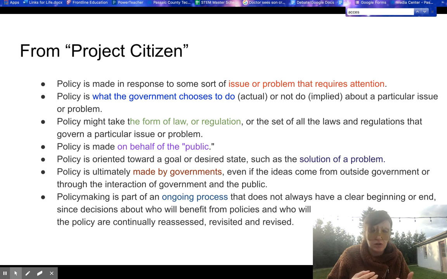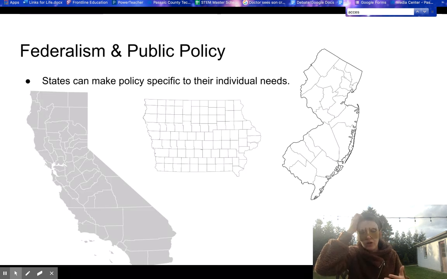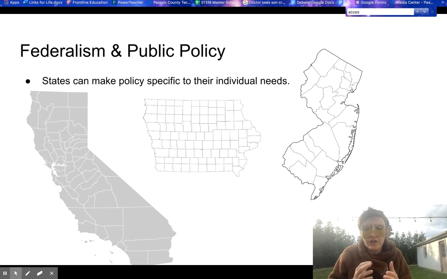Usually we think of it as a law relating to the public, but it's a little bit broader than just a law, so to speak. All right, now, there's a few main ways that public policy has advantages because of federalism. And you guys all know what federalism is by now, right? You know that well. So one of the advantages is that states can make policy specific to their individual needs.